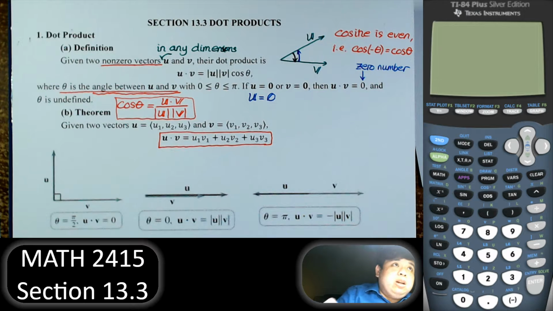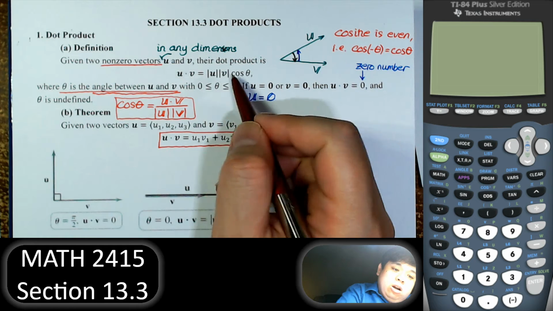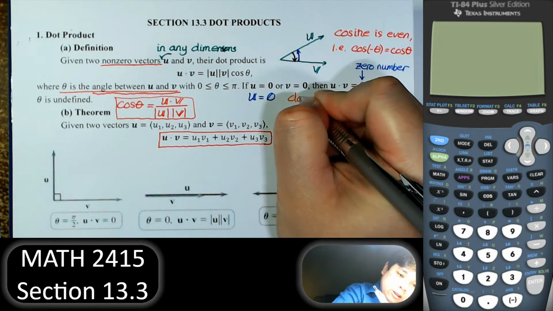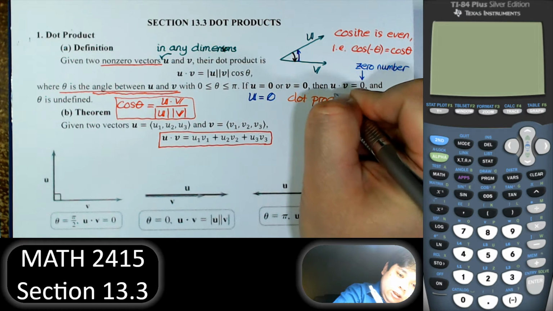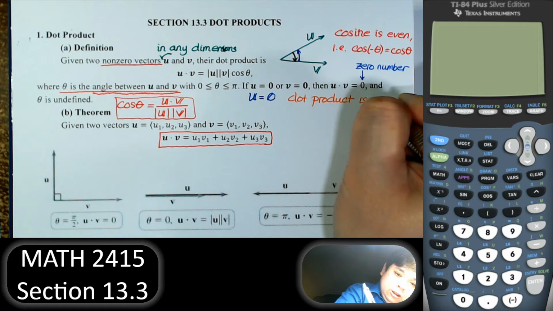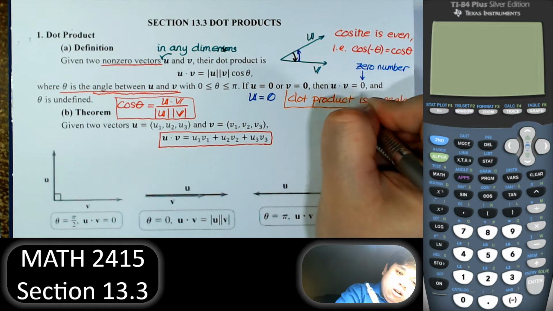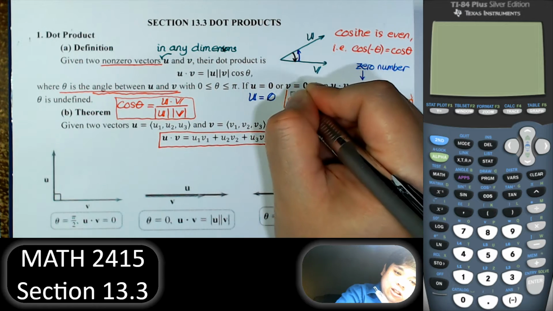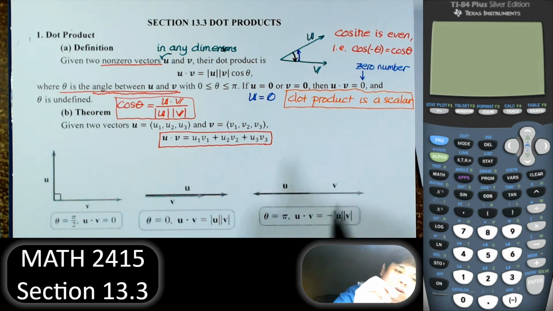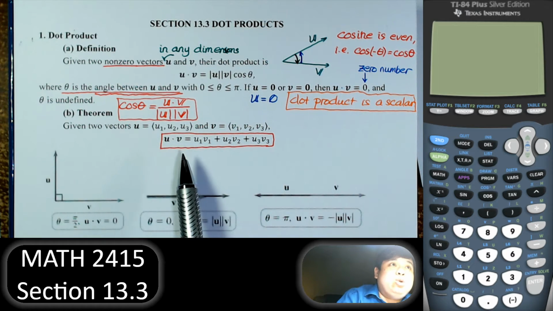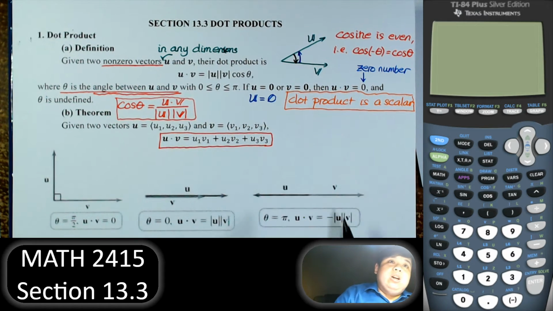In different books, the dot product is referred to as a scalar product because the dot product is a scalar, meaning that it is going to be a number. Dot product is not a vector, it is a number or scalar. So for vectors in any dimension, the dot product is a scalar, and the angle in between doesn't matter if it is clockwise or counterclockwise.